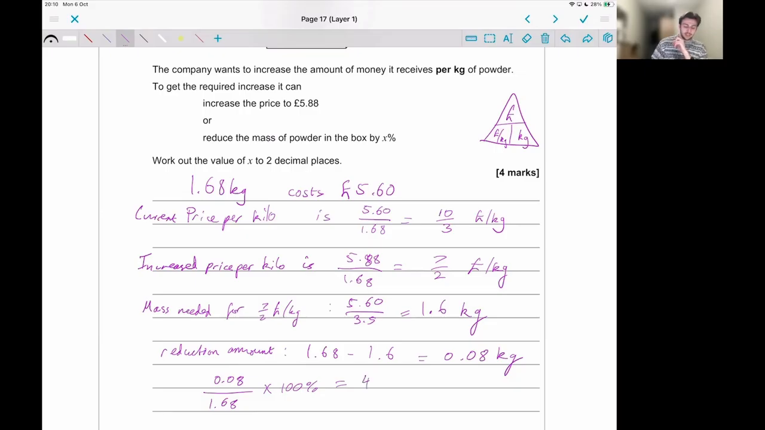So final answer then, 4.76%, because we're asked to round to 2 decimal places. So make sure you actually round to 2 decimal places, not 1 or 3 or anything else. That's our final answer.